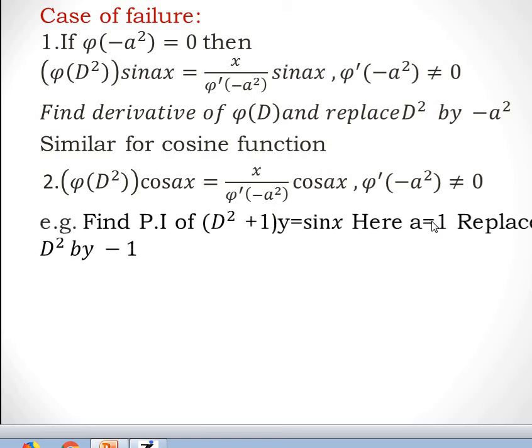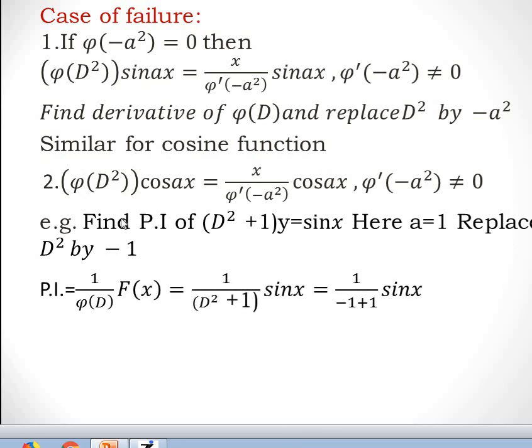So now here is one example. Find PI of (D² + 1)y equal to sin x. Here a is equal to 1, so we have to replace D² by −a². a is 1, so we replace D² by −1. Okay, so our PI is 1 upon φ of D, f of x, that is equal to 1 upon D² + 1 into sin x. So here D² is −1, so −1 + 1 is 0. So that becomes 1 upon 0, sin x.